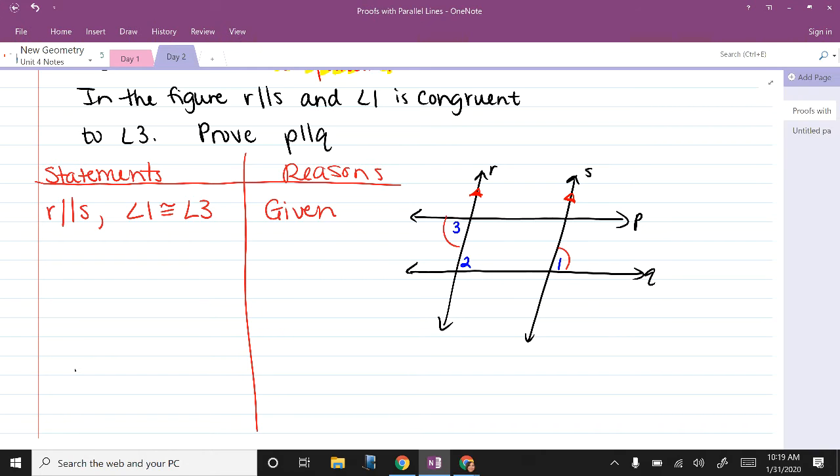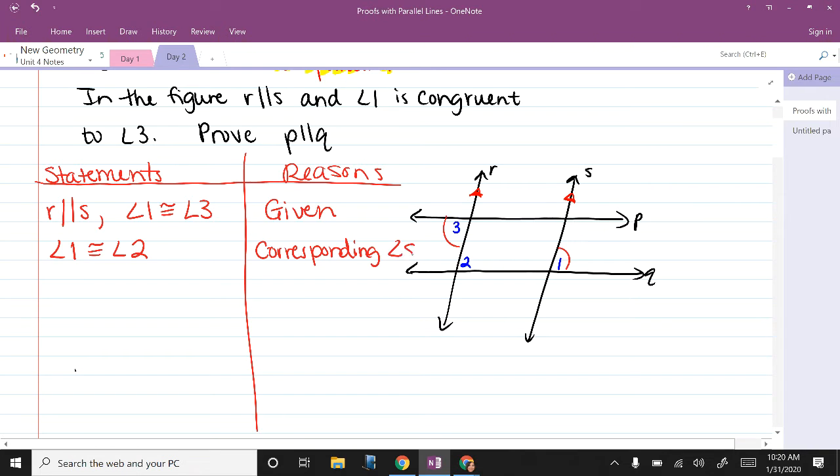Are 1 and 2 congruent? Yes. Because if I ignore line P, what's 1 and 2's relationship? Corresponding angles. So I can say that angle 1 is congruent to angle 2, and the reason is because they are corresponding angles. That one's a postulate. The other ones are theorems.